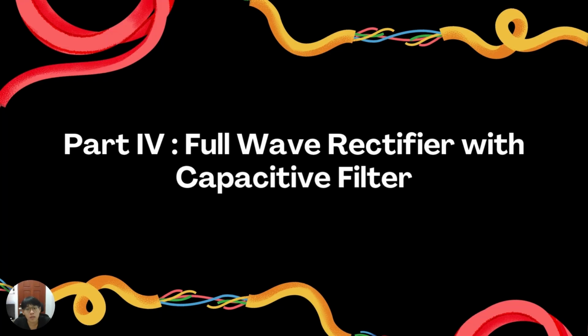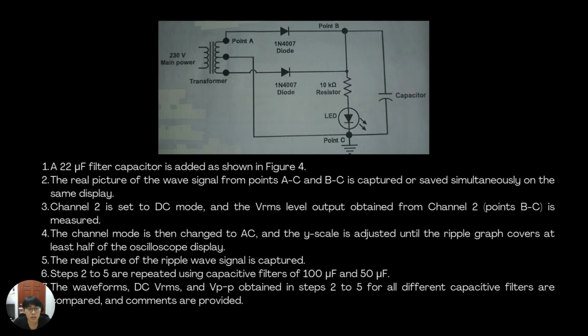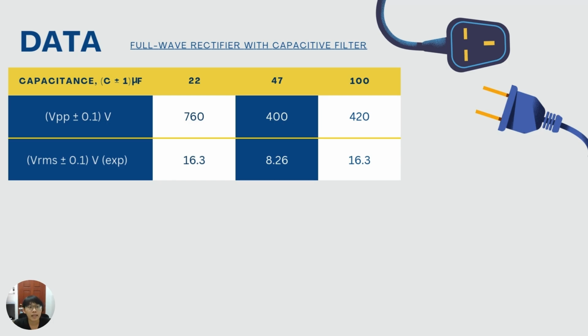And for the full wave rectifier with capacitor filter, we just add the capacitor, and this is the data we get. The data for this part is similar to the previous one. However, we get some error for our 47 and 100 mF capacitance, because theoretically the V peak to peak for the 100 mF will be smaller than 47 mF, but in this lab we get a higher value for the 100 mF. And for the VRMS, for the 47 mF we should get 16.3 volt, but due to some sources of error, we get only 8.26.